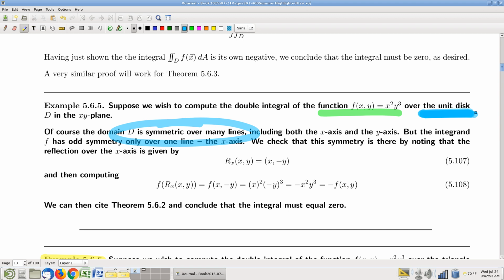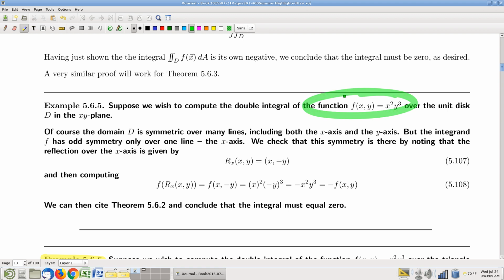But we also have to decide what line to use. Okay, so the unit disk, a huge number of options of lines of symmetry for disks, highly symmetric. So what about the function though? Does that function have odd symmetry? And more to the point, over what lines, if any, does this have odd symmetry? Okay, so I'm going to start off with the right answer, and I'll tell you how I got to that in a moment. But we're going to look at reflections over the x-axis.